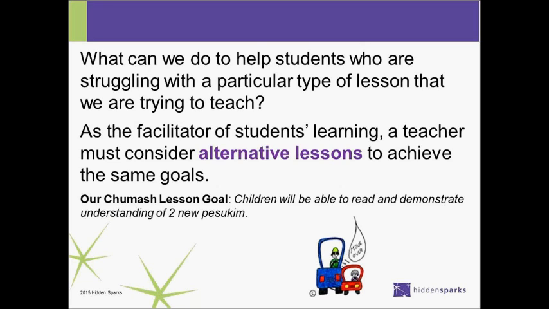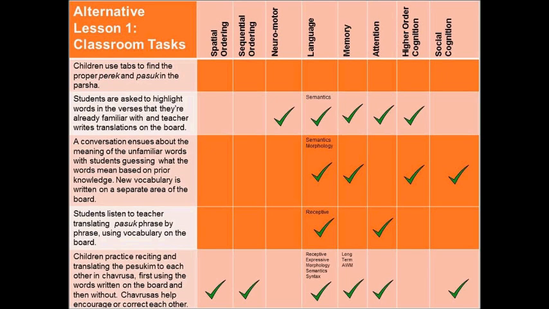Now, I'm only offering you 2 alternative lessons, and I'm not necessarily saying that these lessons are the ideal lessons. My only point is to show you that if you use different lessons, you will accomplish different things with students who have different neurodevelopmental profiles. So let's take a look for a moment at alternative lesson number 1. The lesson goal is the same, but these are the ways the teacher is going to accomplish that goal.